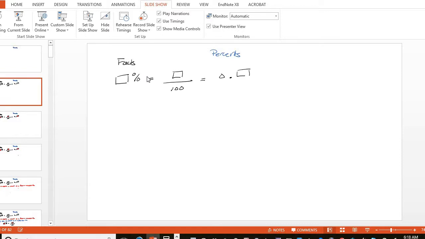Okay. The facts you need to know are that if you are given a percent, and I'm talking more like 79%, if you give it a percent like this, it's the same thing as taking that number and putting it over 100. So this part is always true. So if you have 500% here, you put 500 over 100. And that's the same thing as taking this number and moving the decimal place 2 places.